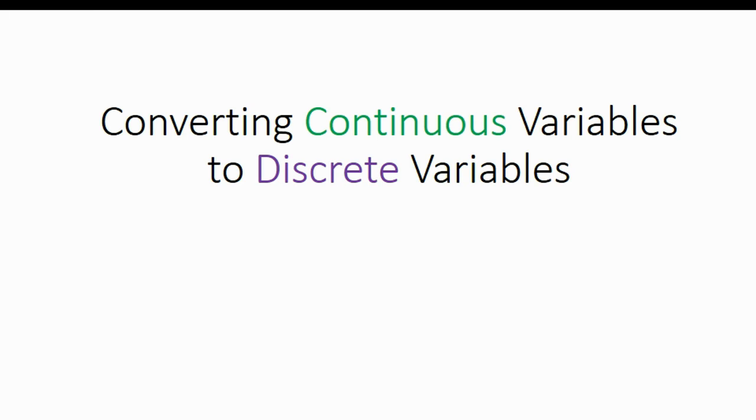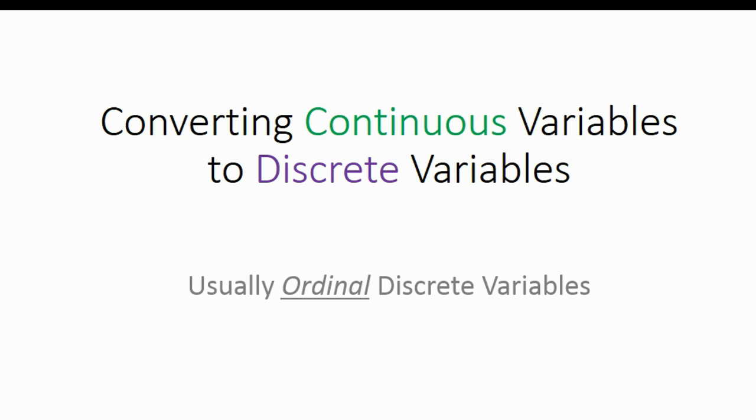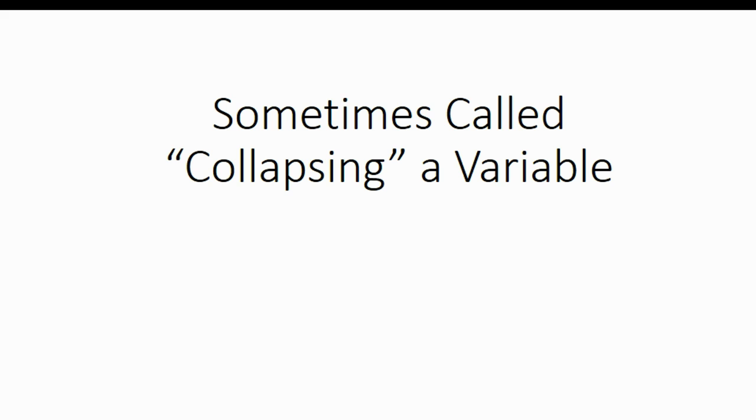And now we will learn how to convert a continuous variable and make it into a discrete variable. Usually when we do this, we're changing it into ordinal discrete variables. This process is also sometimes called collapsing a variable, and you'll see why.